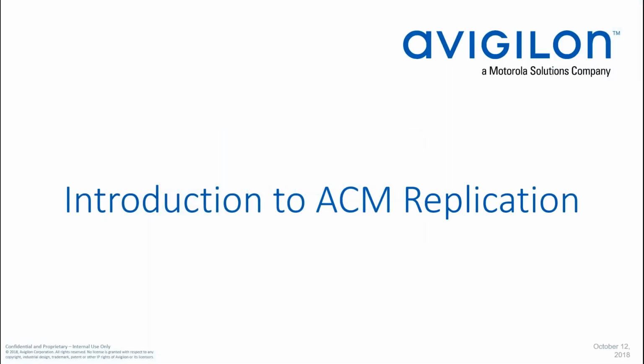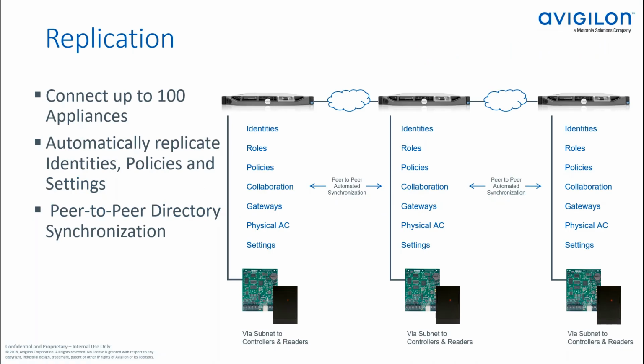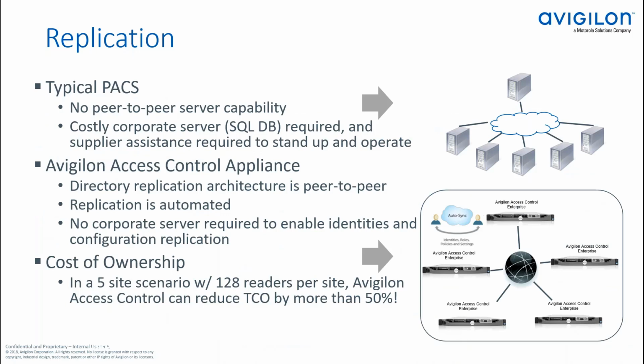In this video, we're going to cover the introduction of the ACM replication. ACM replication allows you to connect up to 100 appliances at any given time, and the appliances will have the ability to automatically synchronize identities, roles, policies, collaborations, gateways, physical access, and settings. The connectivity or synchronization happens as a peer-to-peer directory in ACM, which is a much more efficient way of propagating information between all the appliances.